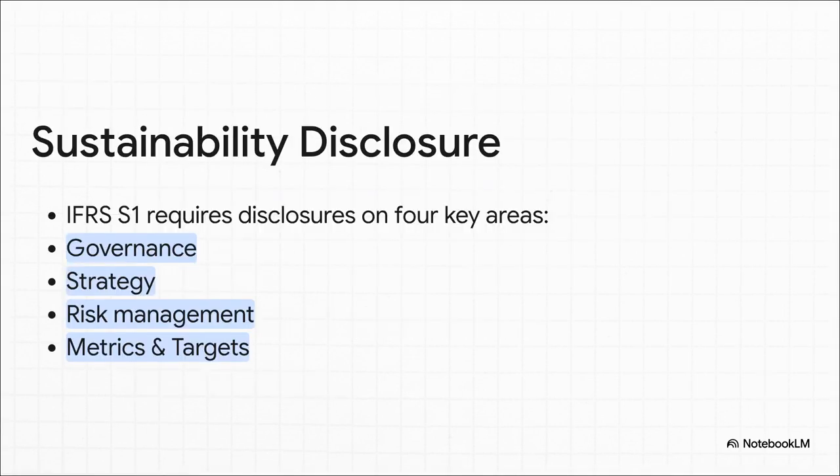So the big idea here is to take all that discipline and rigor we've been talking about and apply it to sustainability information. Investors are now demanding high-quality, comparable data on how companies are managing climate risks and other sustainability issues. And these new standards focus on 4 core areas: the company's governance, its overall strategy, how it manages risk, and the specific metrics and targets it's using.